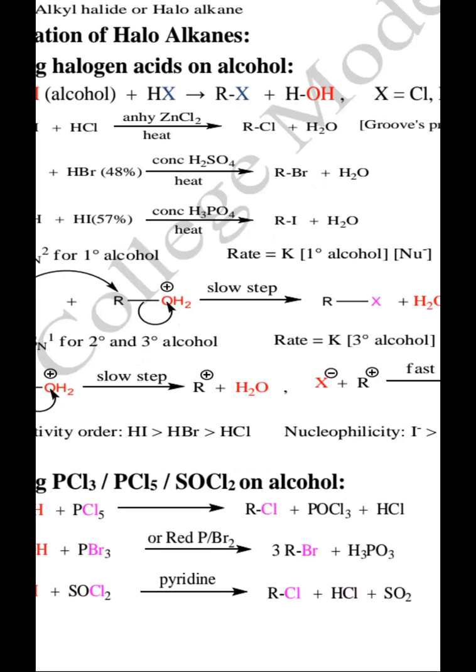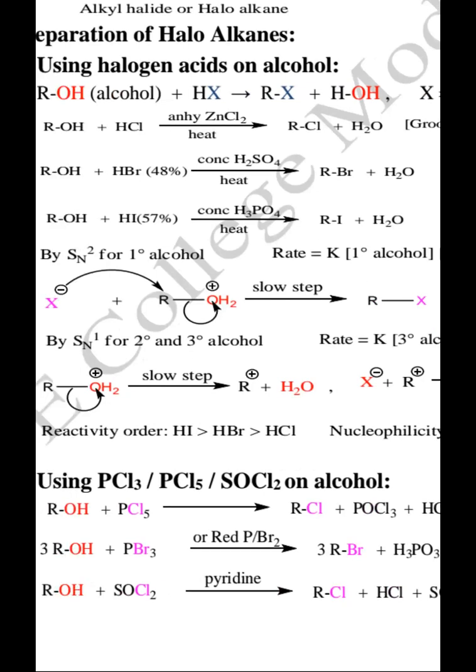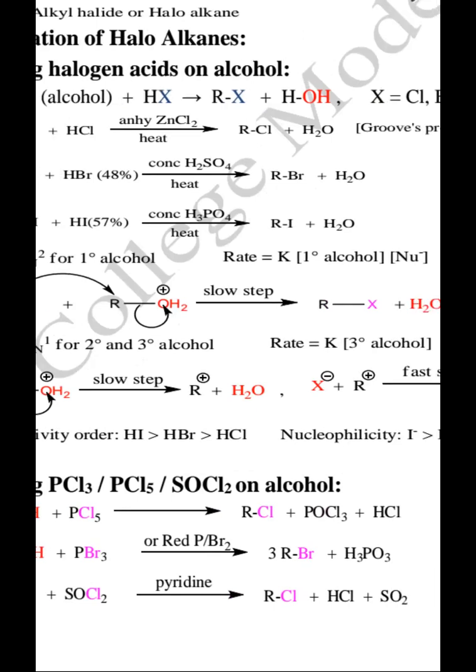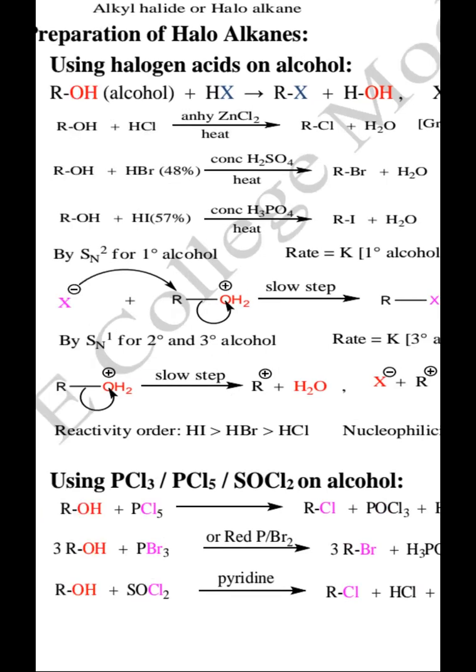In case of PBr3, that is the trihalide of phosphorus, we get the alkyl halide, that is RBr, along with H3PO3, which is the byproduct. And in case of SOCl2, that is thionyl chloride, and pyridine, the solvent, we get an alkyl chloride as the product along with HCl and SO2.